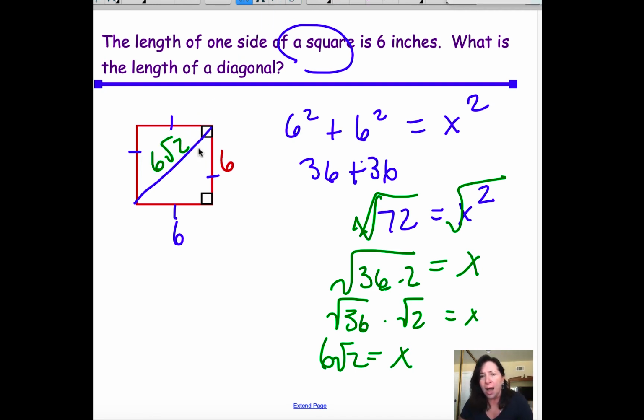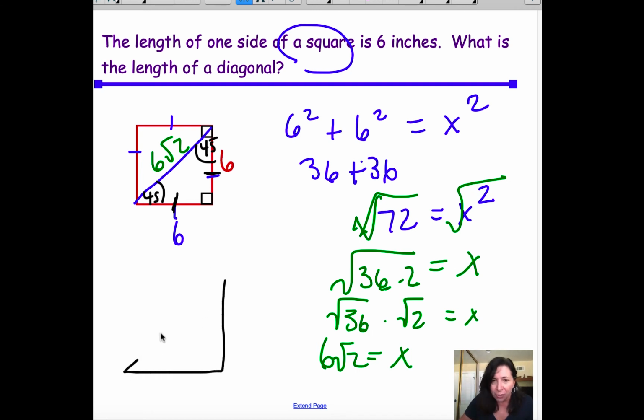Now, I want you to be aware of something. This is a right triangle. This right triangle is a square, which means that if these are congruent sides, that means it's isosceles, right? And if it's an isosceles right triangle, that means that these base angles are exactly the same value, meaning they're 45s. This brings me to my first special right triangle, okay?